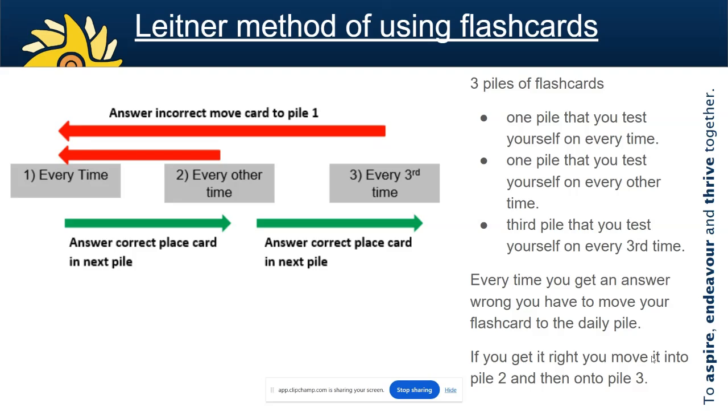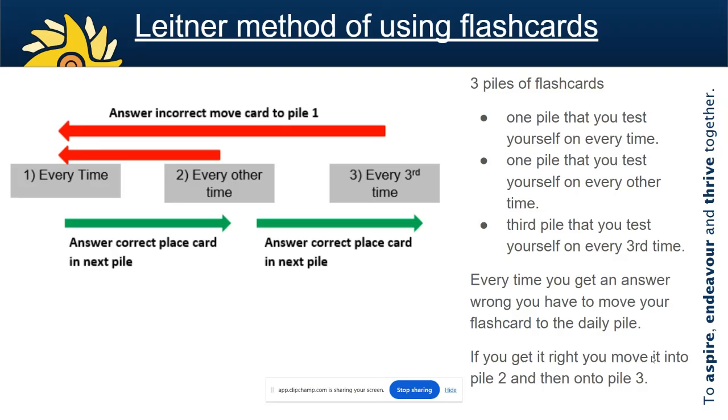Now, if you have that answer correct, you would move your flashcard to box 2 or pile 2. You would go through your first pile of flashcards, and every time you got one correct, you would put them into box 2. Every time you got one wrong, you would put them back into box 1. Now, the next time that you quiz yourself, you would quiz yourself on all the contents of box 1 plus the contents of box 2.